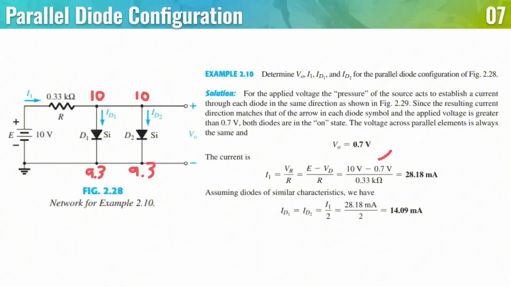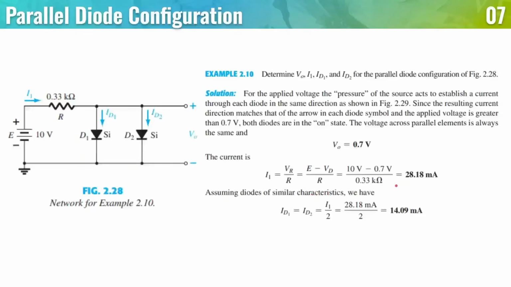So that is what this part is. And then we have to divide it by the resistance. We should know that the current is what is flowing through the resistor. So this current of the diode is the same as the current flowing through the resistor. That's why we divide it by 0.33 kilo ohms to get 28.18 milliamperes.